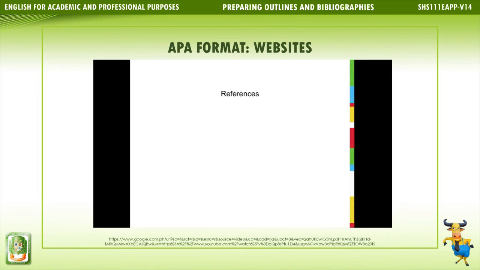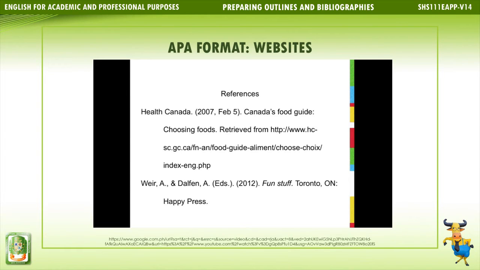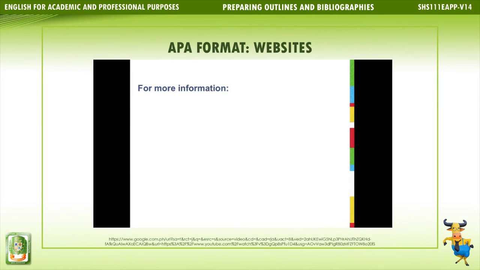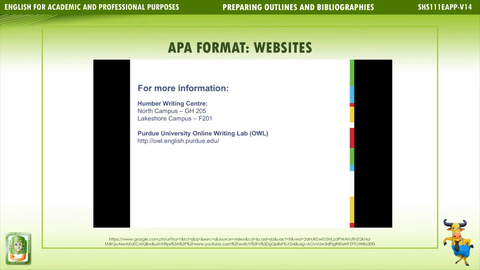Your reference list is at the end of your paper. Make sure to put your citations in alphabetical order, don't forget to double space, and indent after the first line. For more information and support with APA, book an appointment with the Writing Center, consult the OWL at Purdue, or refer to the APA manual available at Humber Libraries.